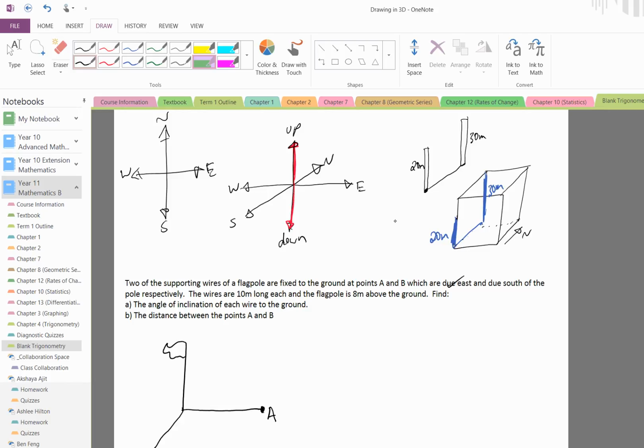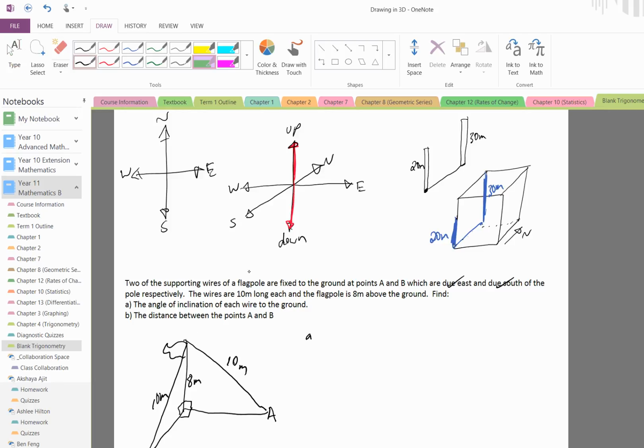Okay, so I've used that piece of information. The two, so they're drawing on wires. That wire is 10 meters. That wire is 10 meters. Okay, and the flagpole is 8 meters high. So this angle in here doesn't look like it, but it's actually 90 degrees. So that's a right angle. That's a right angle. And this angle in here, any guesses? That's a right angle too. Okay, they're all right angles.